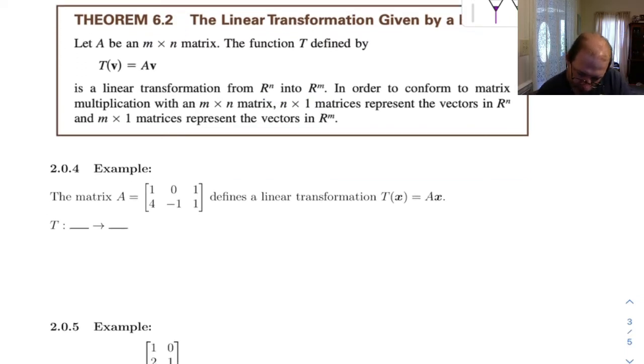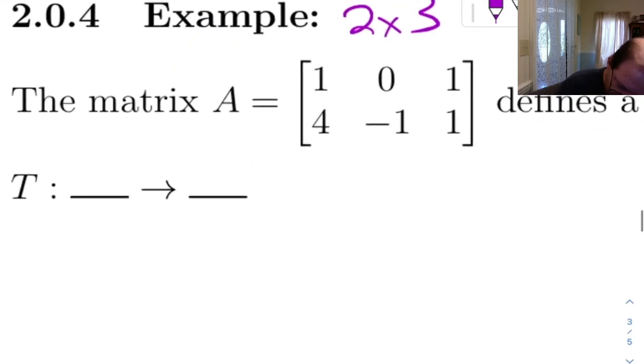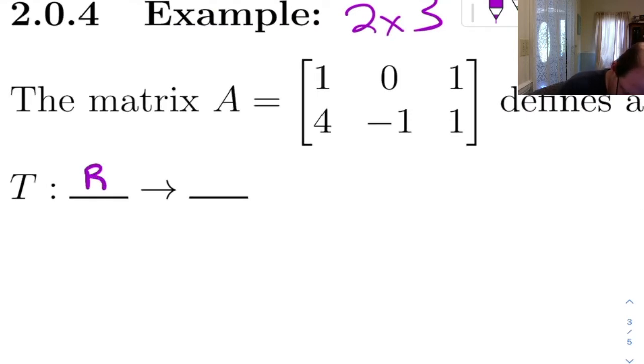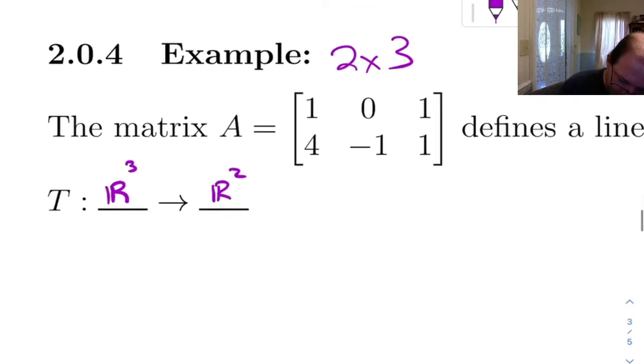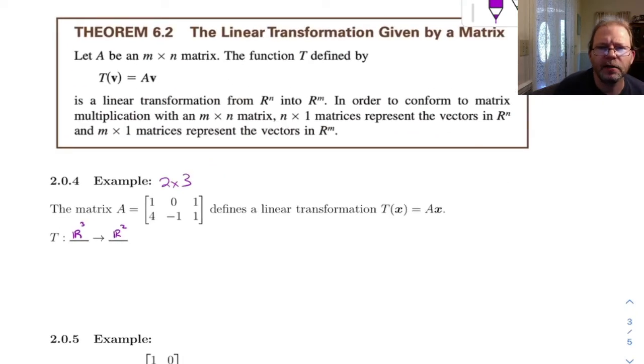The matrix A defines a linear transformation T of x equals A times x. Well, what's the domain and codomain here? Well, if we look at this matrix, this is 2 rows by 3 columns. So I guess I could, from the memorization thing, say this maps R3 to R2. But I don't like relying on memorization. Well, let's write this out.